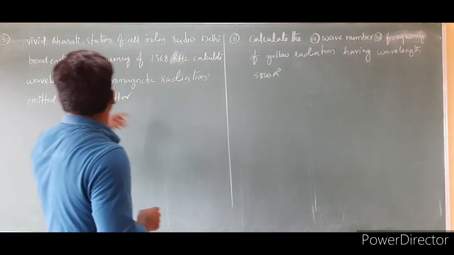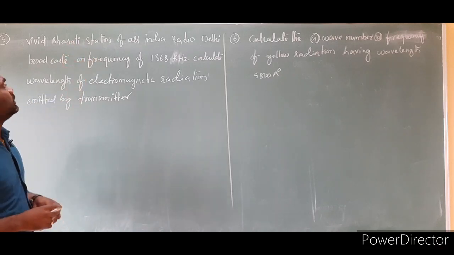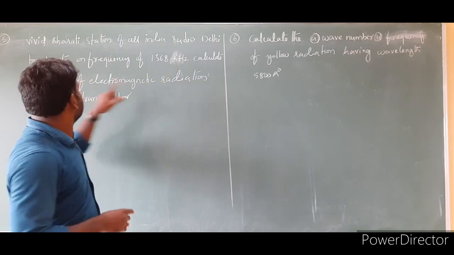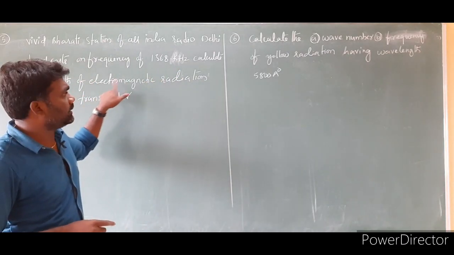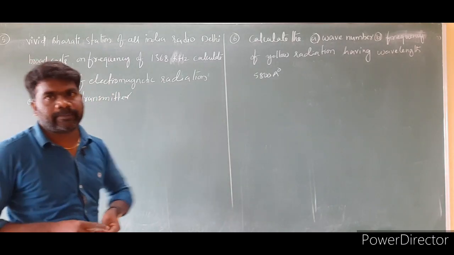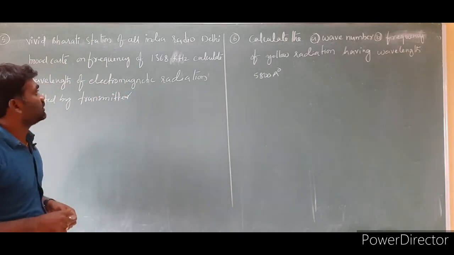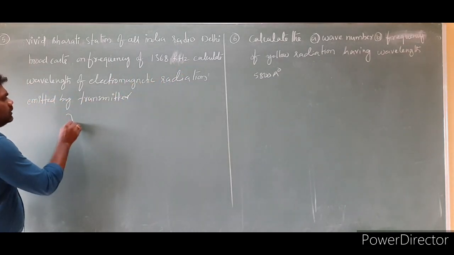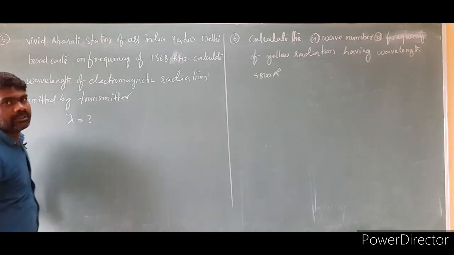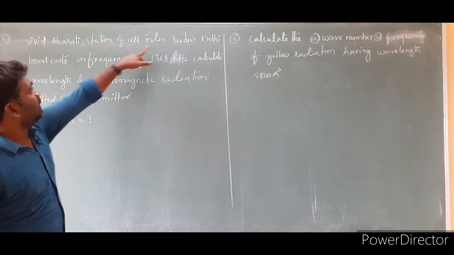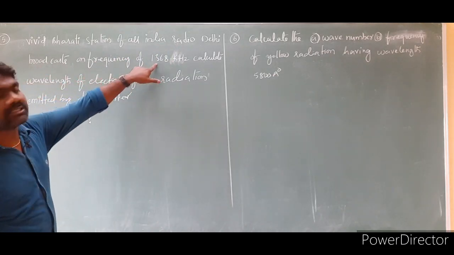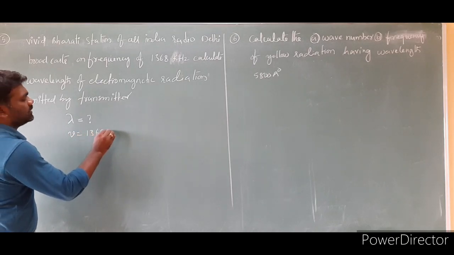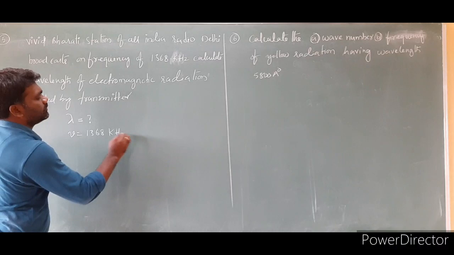Next problem. The Vividh Bharati station of All India Radio Delhi broadcasts at a frequency of 1368 kilohertz. Calculate the wavelength of electromagnetic radiation emitted by the transmitter. So in this problem, what is the question asking? Calculate the wavelength of electromagnetic radiation. That means lambda is the question mark. What is given? All India Radio Station Delhi broadcast frequency is 1368 kilohertz. So nu is equal to 1368 kilohertz.